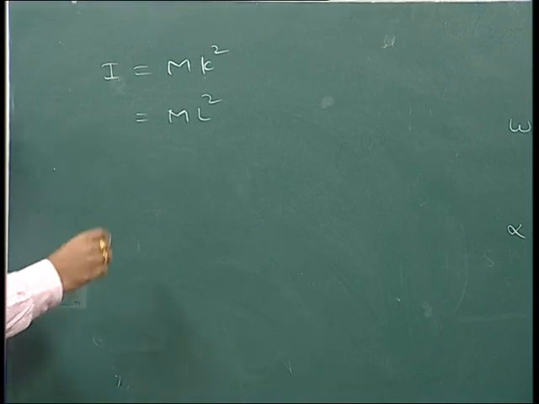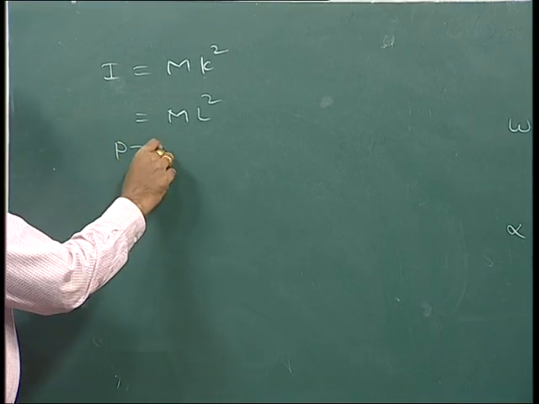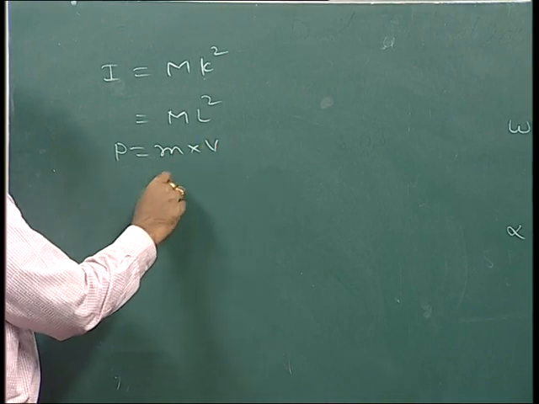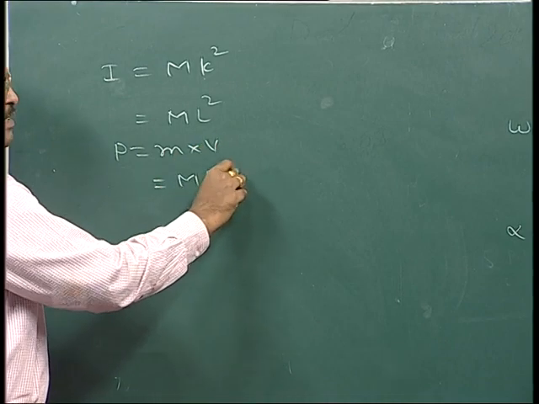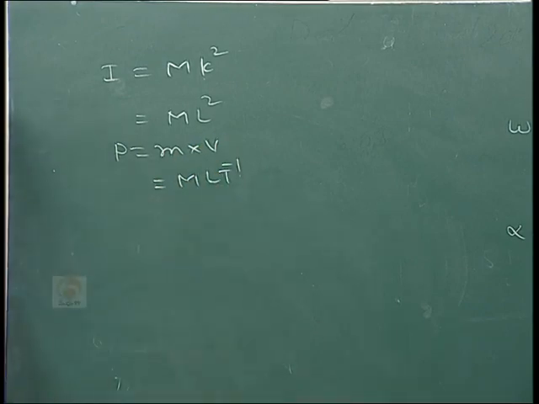And momentum is what? Product of mass and velocity. Mass M, velocity L T power minus 1. Momentum or impulse. Impulse means what? Change in momentum of a body. So what is the dimension formula? M L T power minus 1.